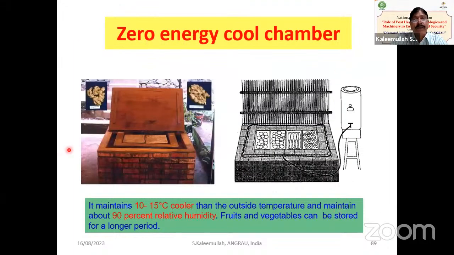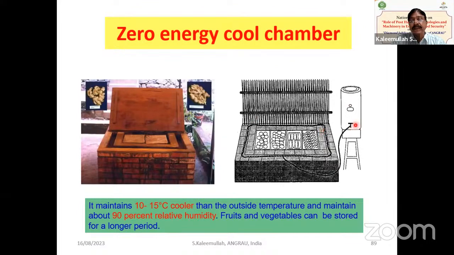And this is a zero energy cool chamber. If the farmers or the fruit vendors do not have any storage facilities like cold storage units, they can go with these simple devices. You can see there are 2 walls, constructed using brick, and there should not be any plastering. In between those 2 brick walls, sand has to be poured, and water has to be circulated.